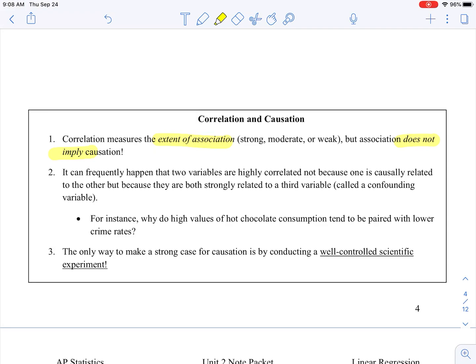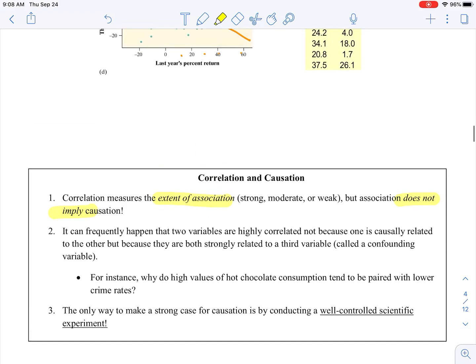Meaning if we looked at ice cream cone sales and drownings, let's take a look at that. We'll put that in part D here. We're going to look at ice cream sales and drownings. So what happens as ice cream sales increase? Let's see here, we'll draw this out. As ice cream sales increase, the number of drownings actually goes up as well. So there would be an R value of maybe 0.7 or 0.8. We'll make it a little higher.